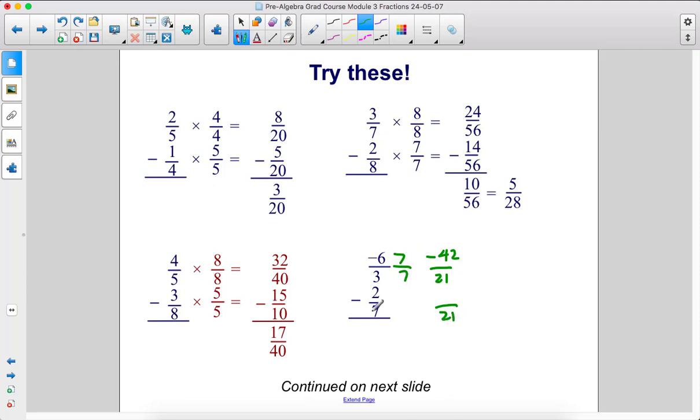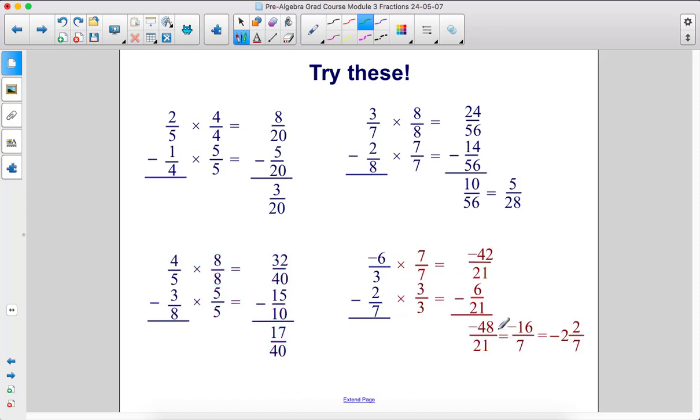All right, down here, to get 7 to become 21, we multiply it by 3. So we're going to multiply the top by 3 as well. Now, negative 42 minus 6 is negative 48 over 21. But this can be simplified. All right, so we can actually divide the top and bottom by 3. 48 divided by 3 is 16. 21 divided by 3 is 7.